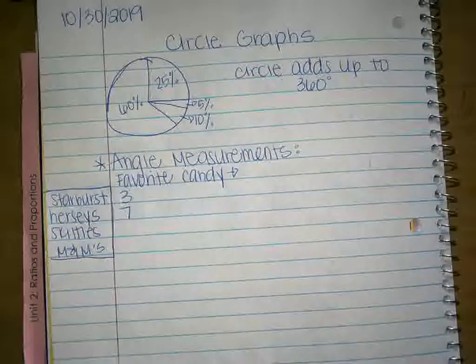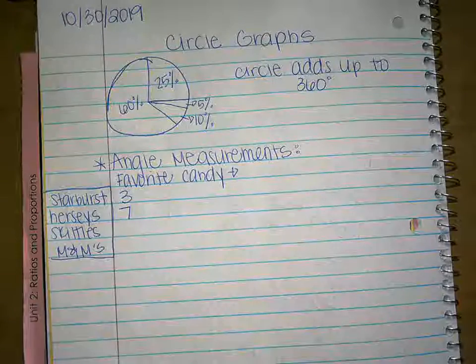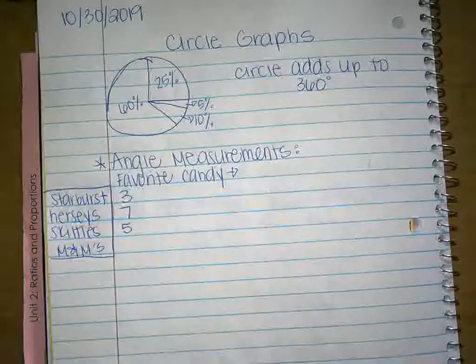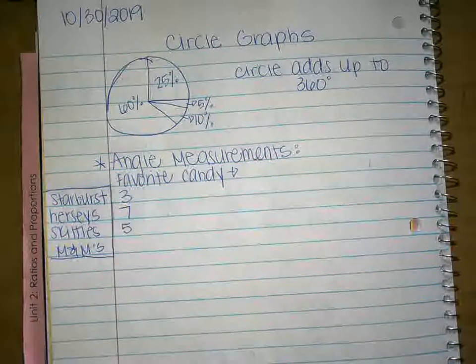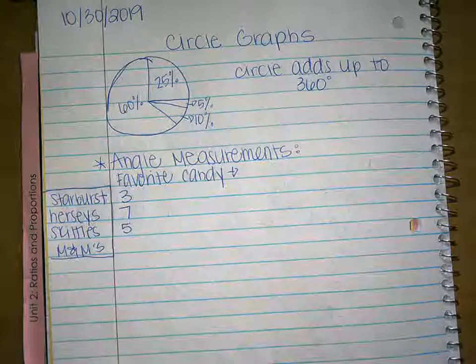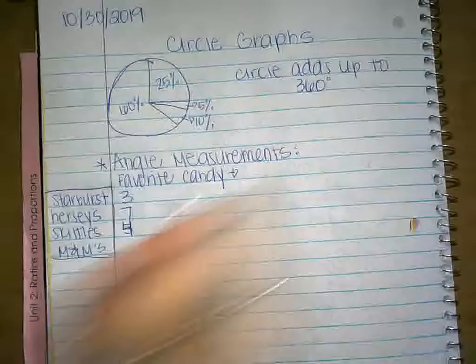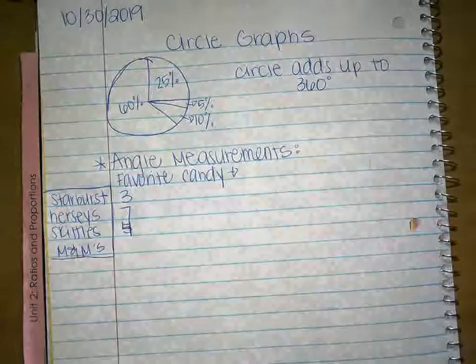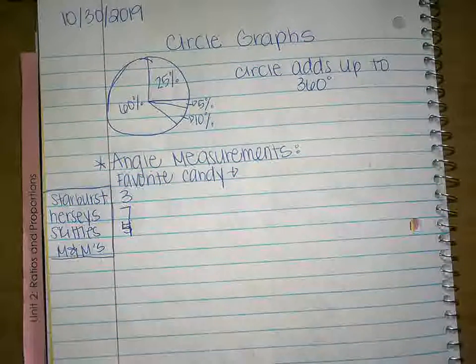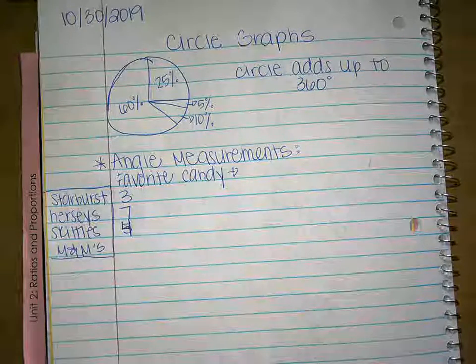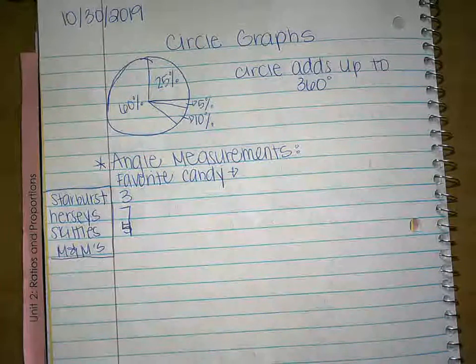Raise your hand if you like Skittles the best. 1, 2, 3, 4, 5. Raise your hand if you like M&M's the best. Okay, Riley, your hand was up for Skittles. No, it wasn't. Then you shouldn't have turned around. So everyone change Skittles to 4. Okay, please raise your hand again for M&M's. Okay, 4.